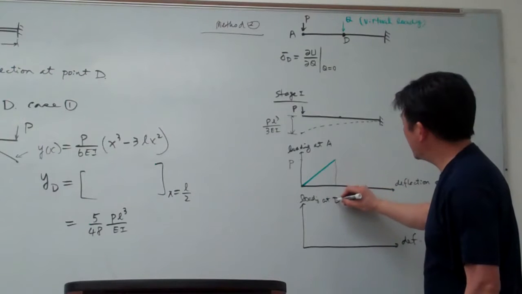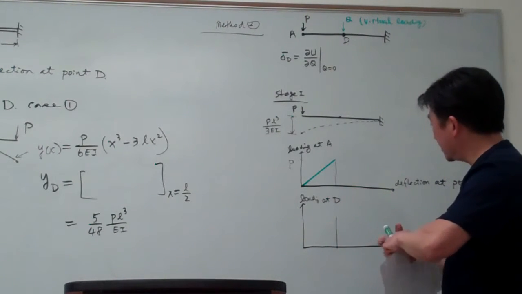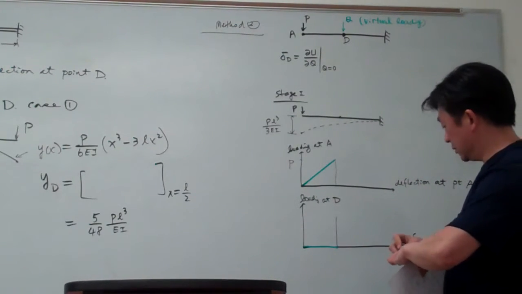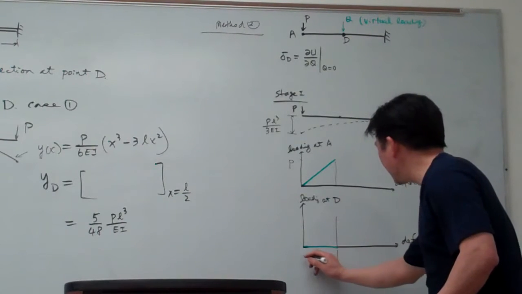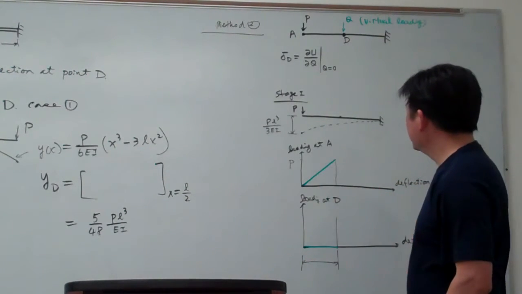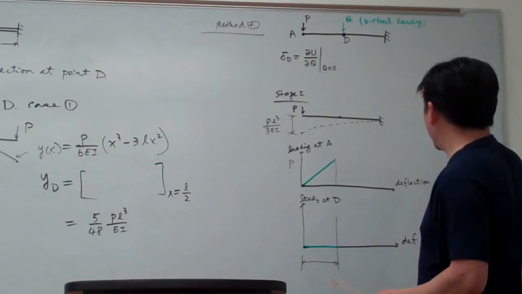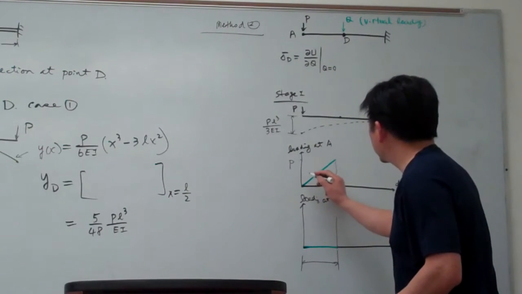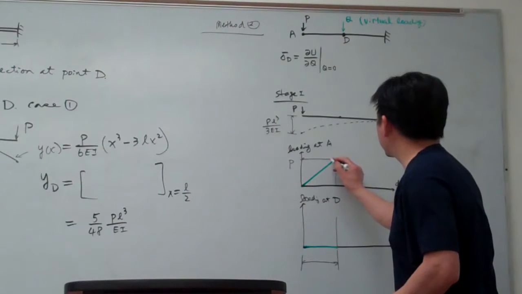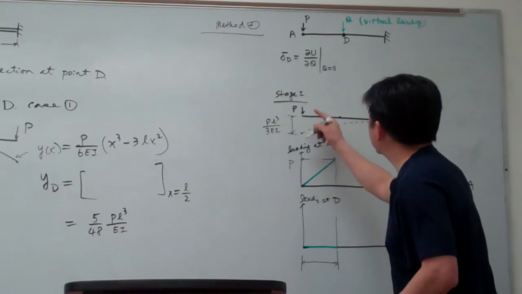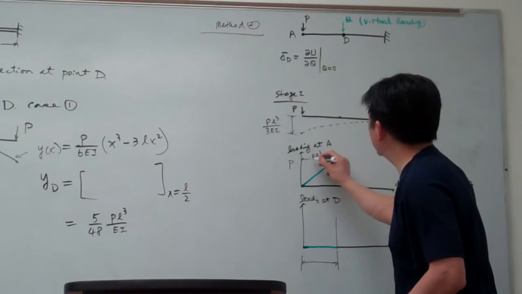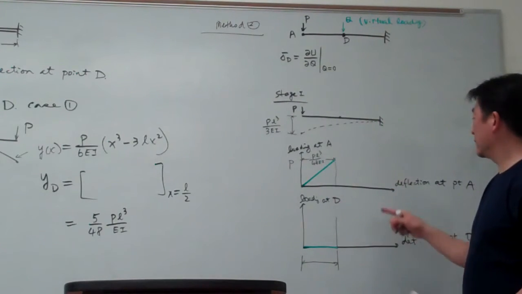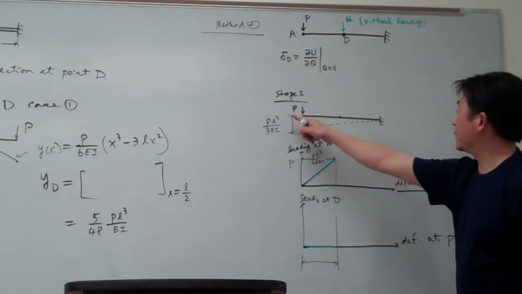In stage 1, the value corresponding to here is 0, because at point D in stage 1 we haven't applied the Q yet. And in stage 1 the deflection we move is at point A. The deflection at point A is given by this one, XAP, which is PL cubed over 48EI. The deflection at point A is this value here.